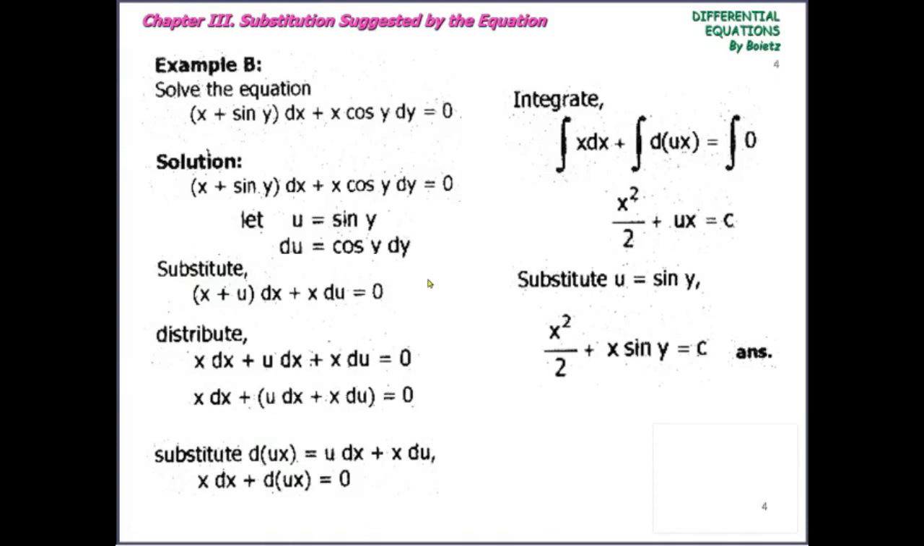So here, naging variable separable ulit. Or you can use any other solution. Dito, ang ginawa dito ay by substituting exact differential, yung integrating factor found by inspection. Okay. Then, this one, problem C.